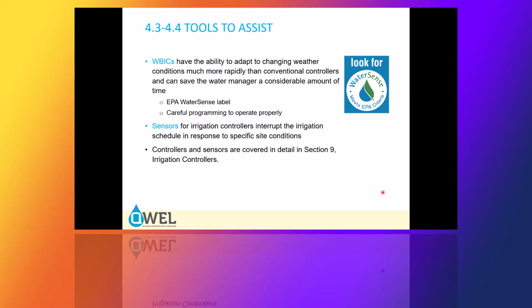We want to make sure that the WBICS are EPA WaterSense labeled. You've got to look for this little label on them, because that means that we know that they are water efficient. They are at least 20% more water efficient than the regular conventional controllers. But we also need to carefully program them to operate properly. So sensors for irrigation controllers do interrupt the irrigation schedule in response to specific site conditions like rain or high winds, things like that. We're going to talk more about sensors and controllers in Section 9, irrigation controllers, coming up.